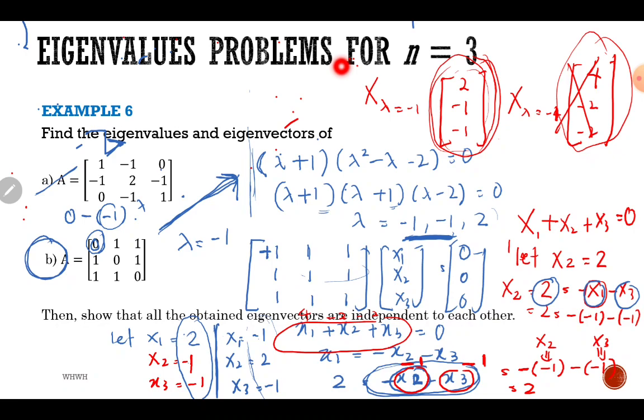Kita tak boleh kata the first matrix ni adalah 2 kali this matrix. Sebab dia polarity pun berbeza ni. Negative 1, 2, negative 1. This one, 2, negative 1, negative 1. So, faham tak maksud saya sekarang?